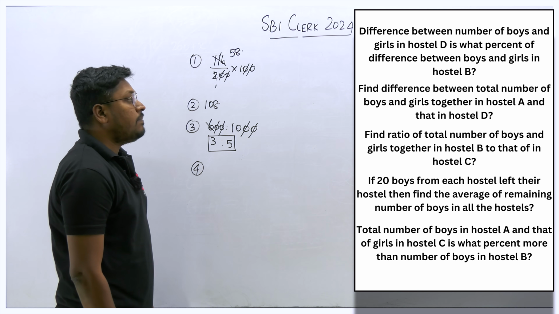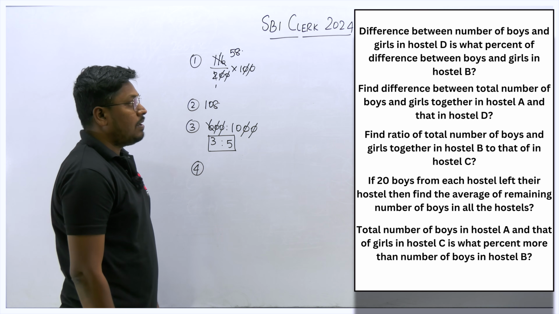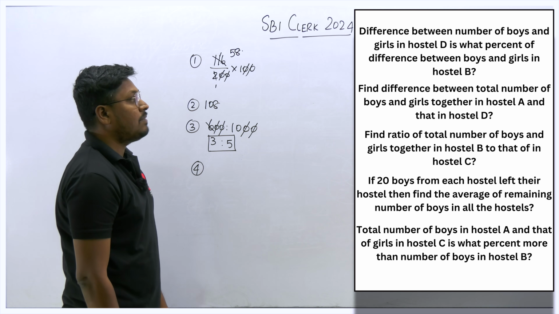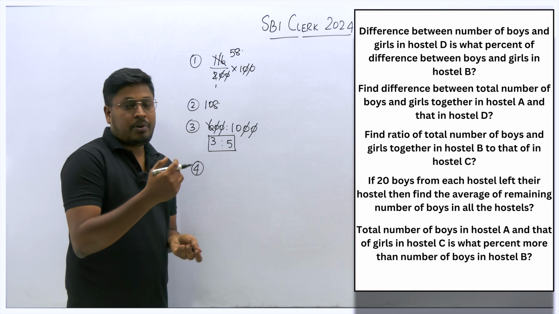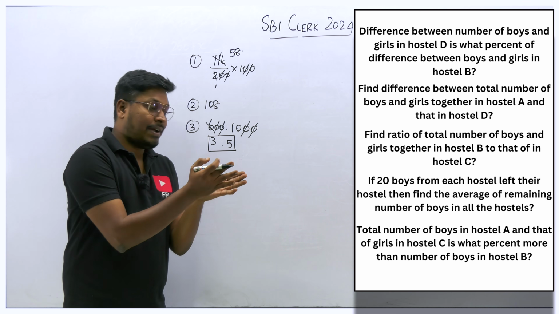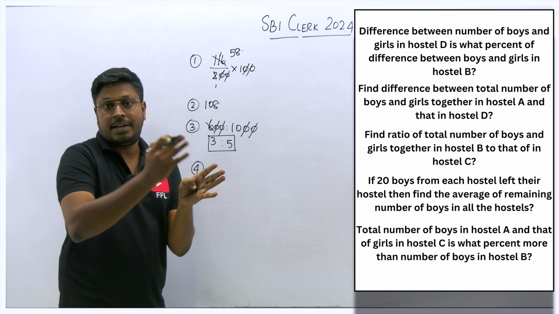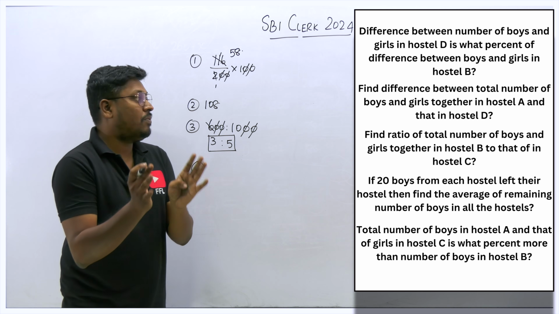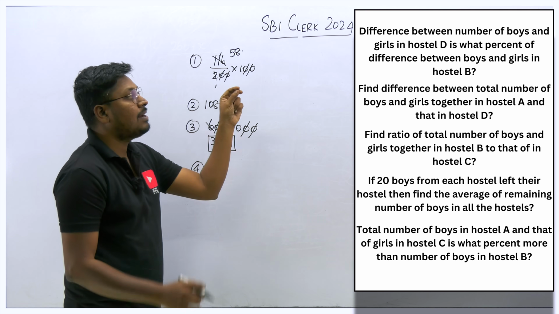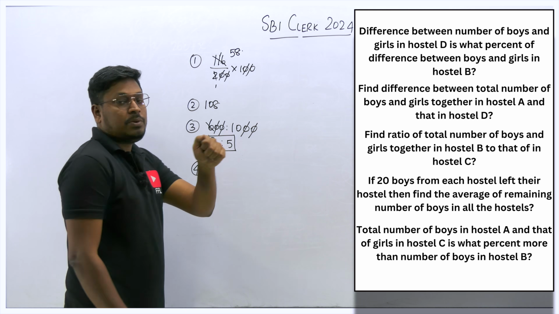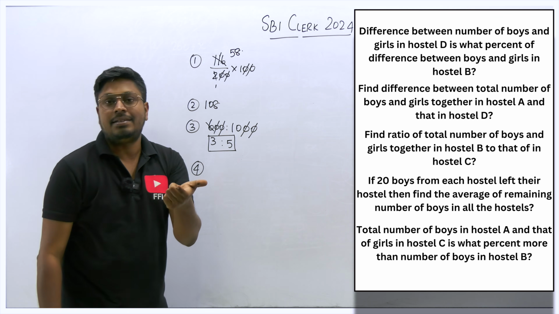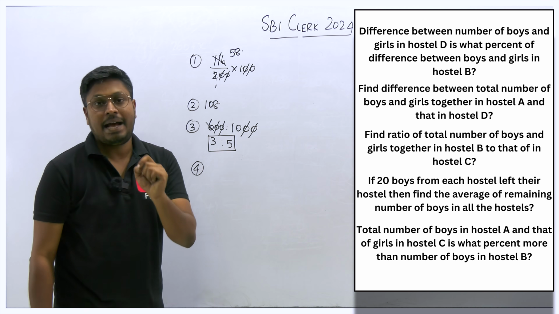If 20 boys from each hostel left their hostel, find the average number of boys in all the hostels. So if 20 boys left, either after finding the exact average, we can reduce by 20 into 5 into 4, that is one way, or else you can directly reduce 20 there itself. The total number of boys is 120. If you reduce 20 there itself, it will be 100.